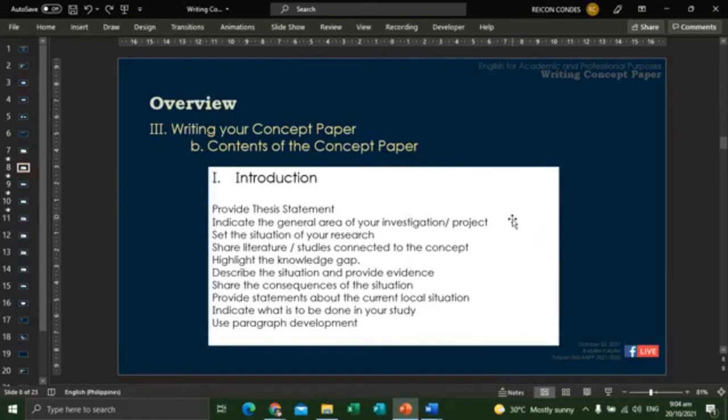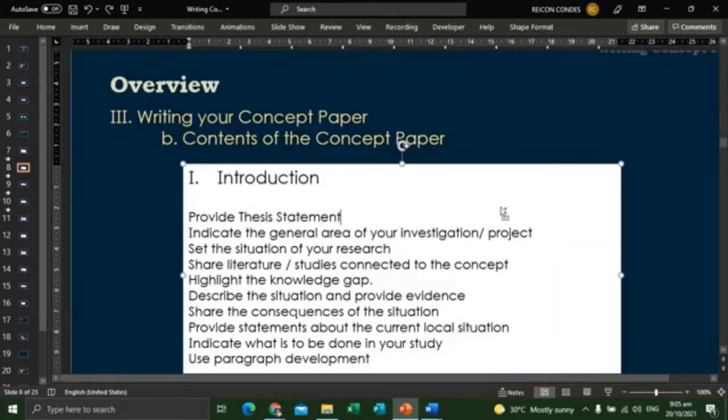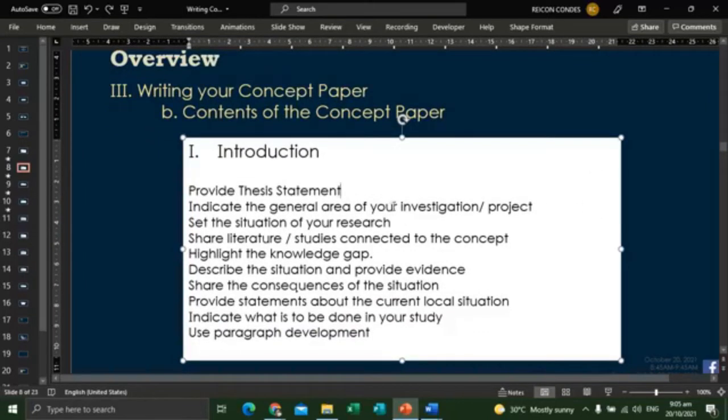Now, ito ang mga dapat nyong magawa sa pagsulat ninyo ng introduction. First, you should be able to provide your thesis statement. Nagkaroon na dyan ng learning modules about identifying the thesis statement. Remember that thesis statement have elements. So, kailangan ma-fulfill ninyo yung elements sa thesis statement. And then, in your introduction, do not forget to indicate the general idea of your project or your investigation.